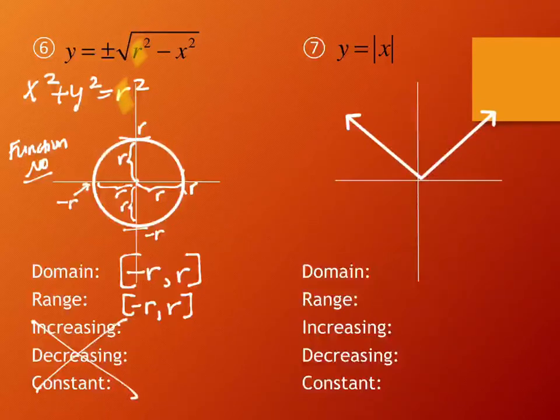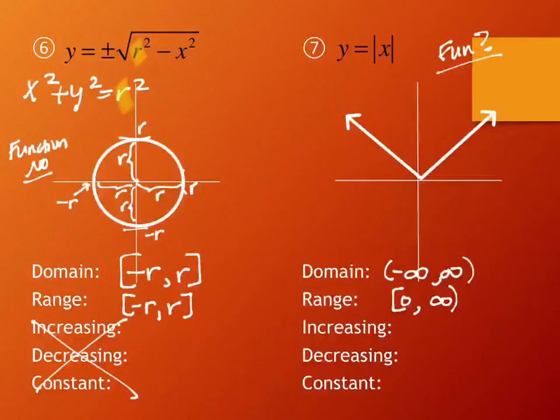What's the domain? Yeah. Negative infinity to infinity is my domain. What's my range? 0 to infinity. I didn't ask, I should have, I'm sorry, when we started: is it a function? Yep, it is.